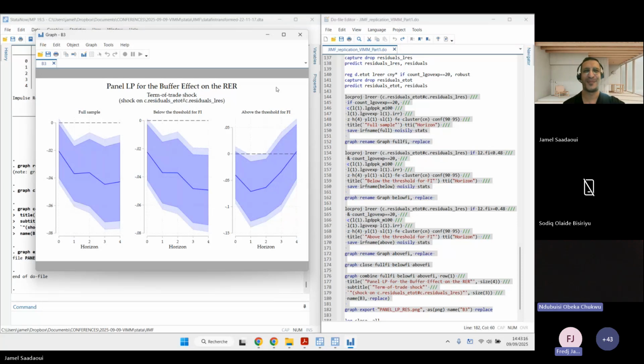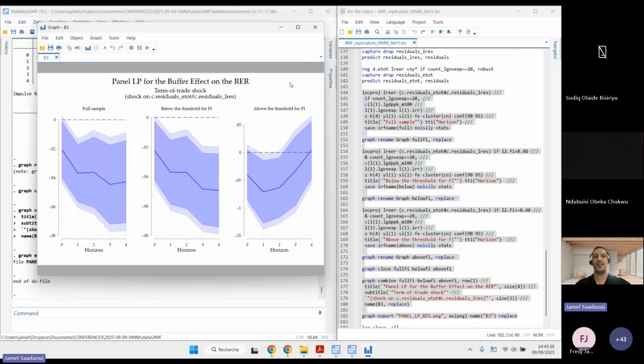The question is about how to read the graph. Is it like a normal impulse response function? When it does not go back to zero, does it mean somehow there is no mean reversion, that there's been some persistence in the dynamics of the curve? The thing is here, the shocks are residuals. So the residuals by construction are somewhere around zero.